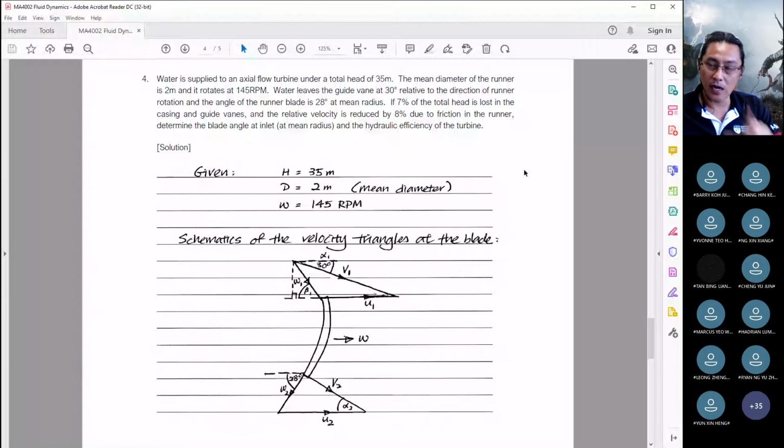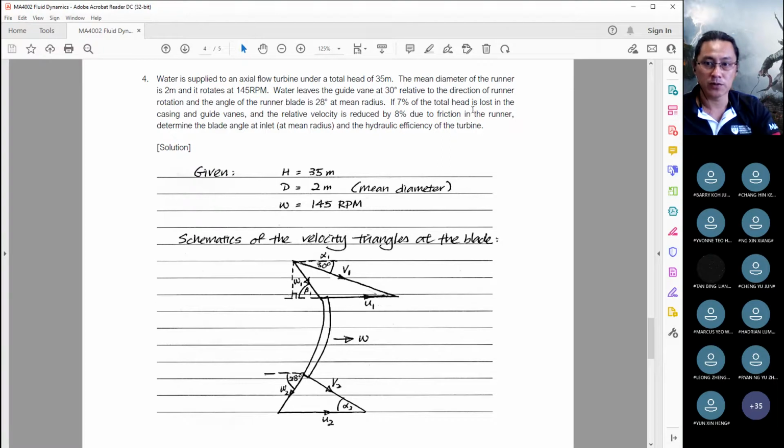Water leaves the guide vane. This is the guide vane, not the turbine blade. If you check some of the textbooks, some of these turbine blades have guide vanes in front of them, a bit like stators, to guide the flow nicely, such that the water will flow along the turbine blades nice and smooth. So in this case, you can read it as water leaves the guide vane located upstream at 30 degrees relative to the direction of the turbine blade rotation. And the angle of the runner or turbine blade is 28 degrees at mean radius.